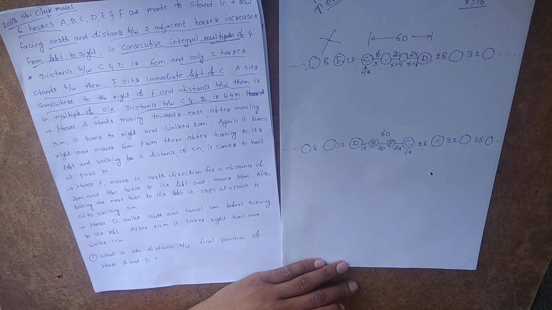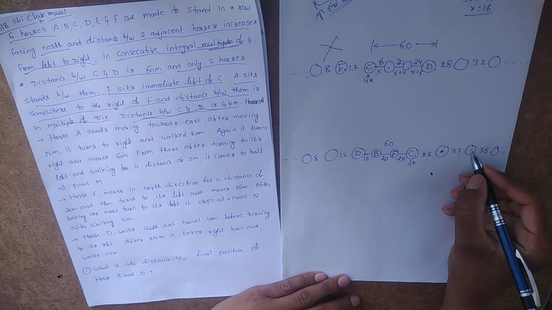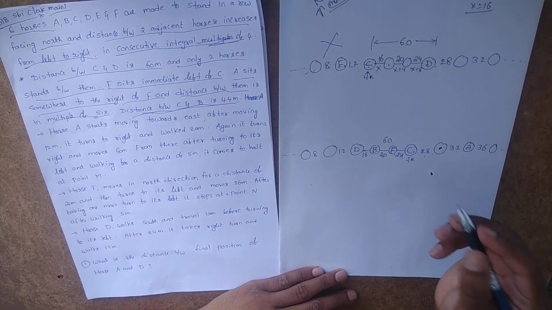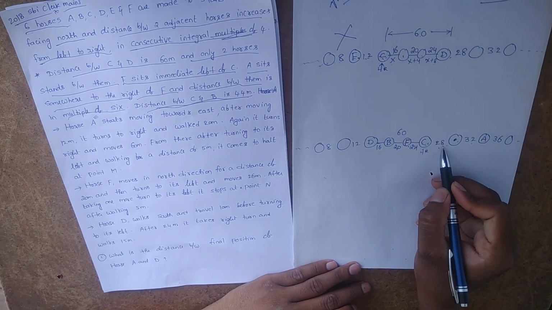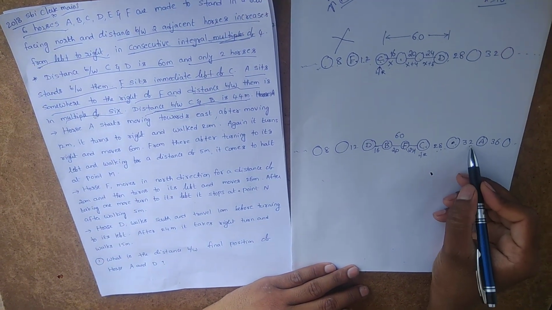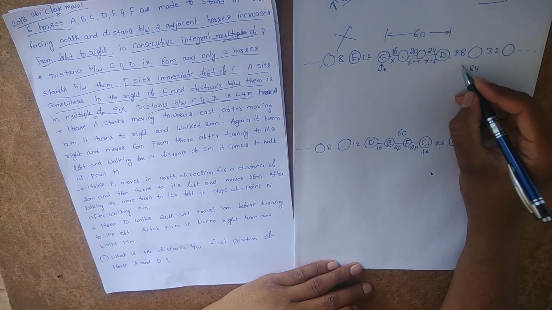52 is not a multiple of 6. That means for A here, no chance. Now take here A. Now the distance between F and A is what? 24, 28. Here this one is what? Here 52. Next this one is what? 54, 84. Here 84 is a multiple of 6.